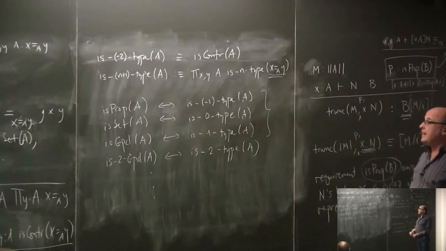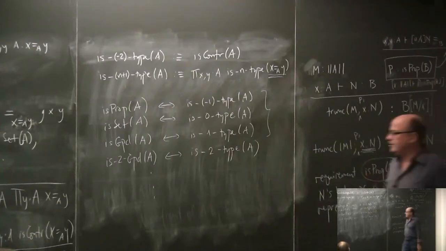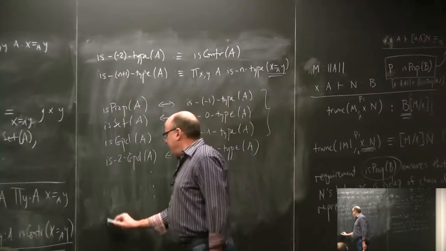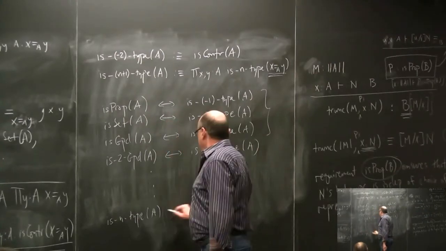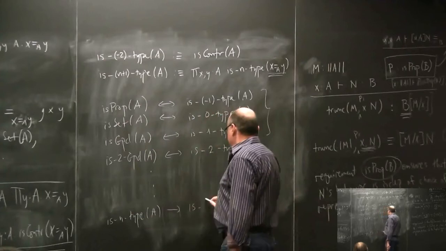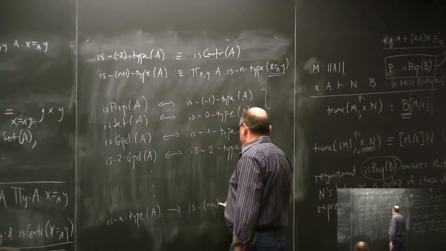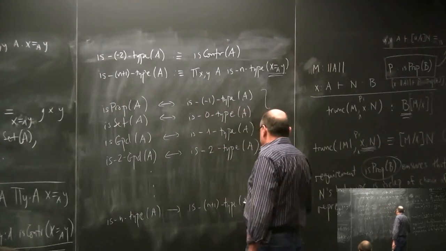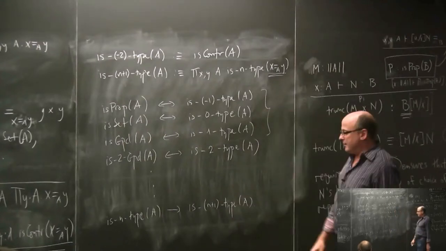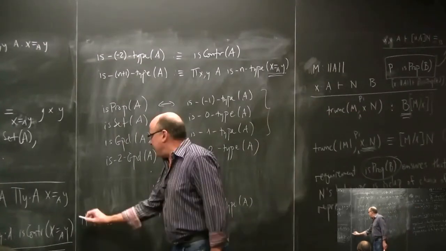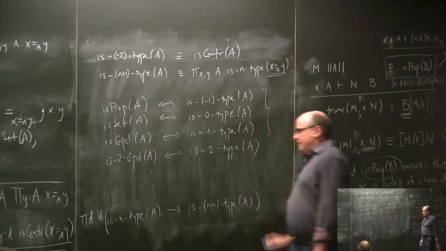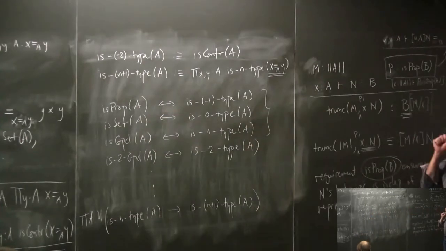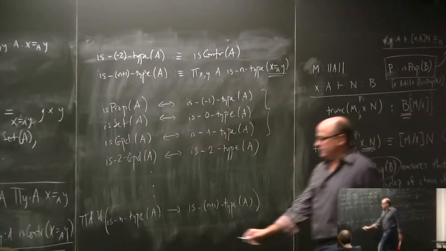It's very nice. And then you can prove in that setting that if you have an n type in general, then it itself is an n+1 type. All right, so this really should be for every A and U. If it's an n type, then it's an n+1 type. So it's a cumulative hierarchy.